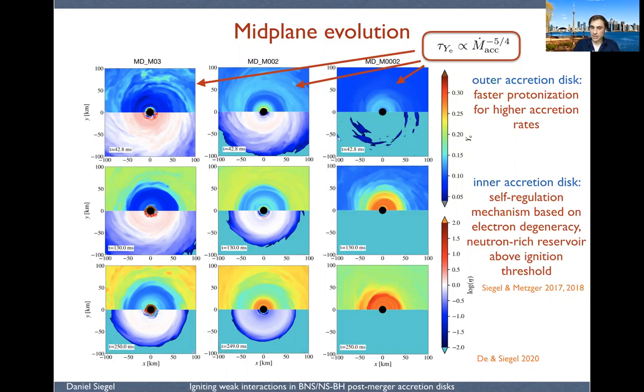So the basic point being that electrons become degenerate, so you can form electron-positron pairs only in the tail of the Fermi distribution that's exponentially suppressed. And so you essentially don't have positrons around, and that favors electron capture onto protons. And so you convert protons into neutrons, and that neutralizes the inner part of the accretion disk. That's important because it provides a neutron-rich reservoir of material that can be fed into the winds, and that keeps the overall YE of the outflow fairly low over a long period of time.